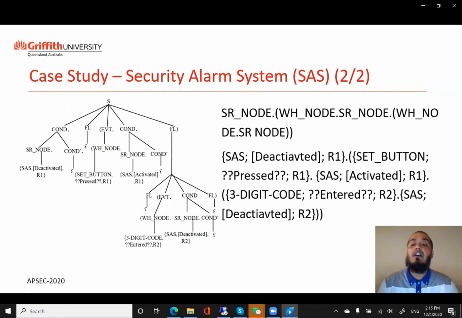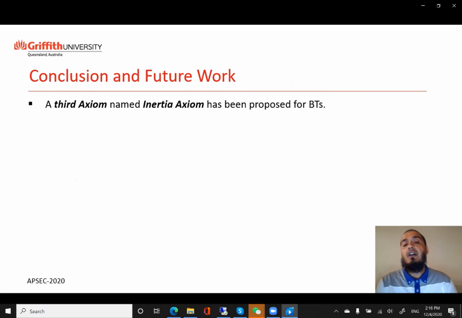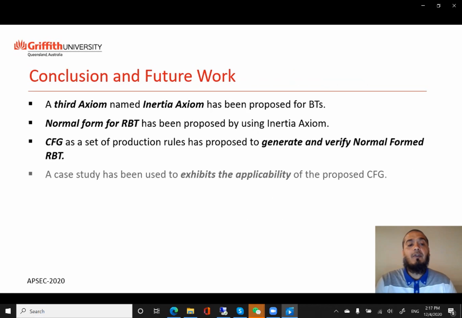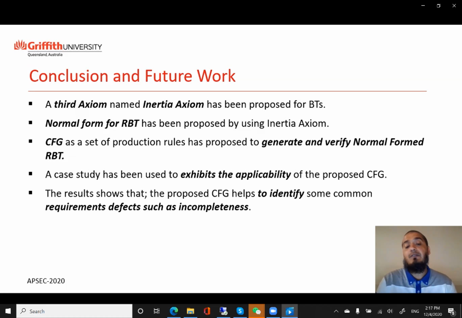So as a conclusion, we have defined a third axiom, named Hershey axiom, to formalize the translation from natural language requirements to a requirement behavior tree. Then we have defined a context-free grammar as a set of production rules to generate or verify a normal form requirement behavior tree. We used a case study to exhibit the applicability of our proposed context-free grammar. The result shows that our proposed CFG successfully identifies common requirement defects such as incompleteness of requirements. If any requirement is incomplete, meaning any precondition, postcondition, or event is missing, our model has successfully identified all these requirement defects.